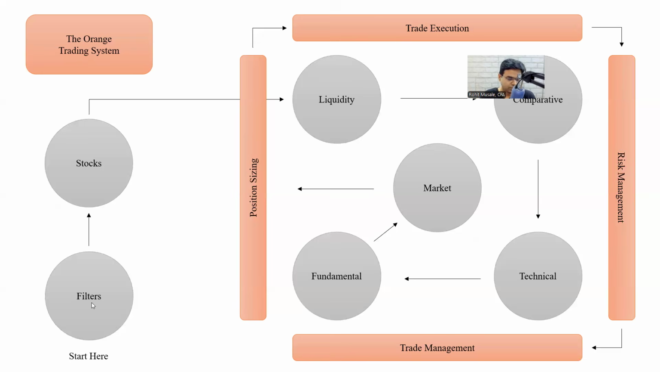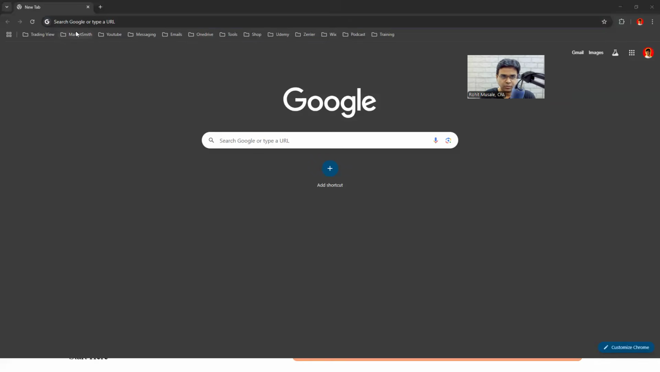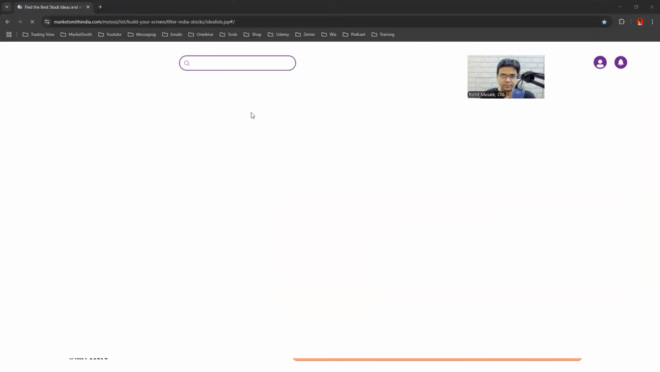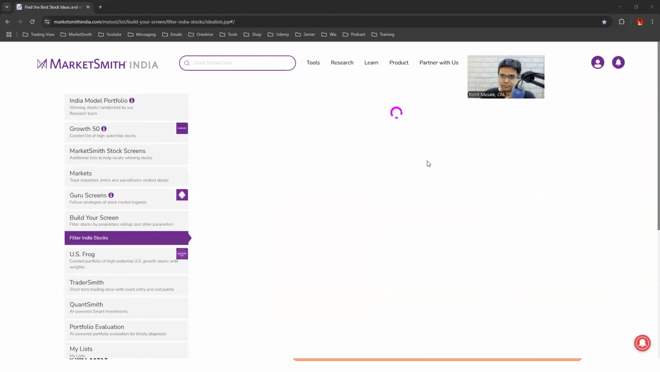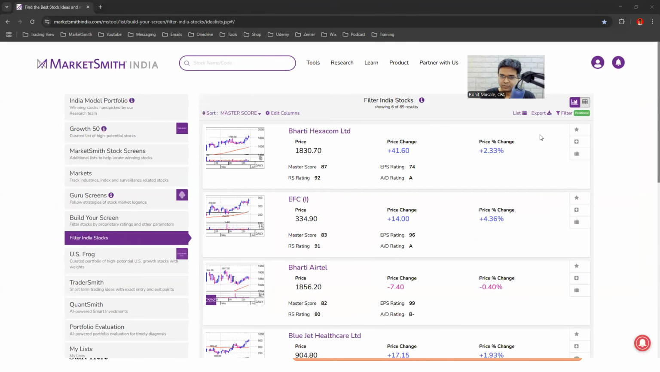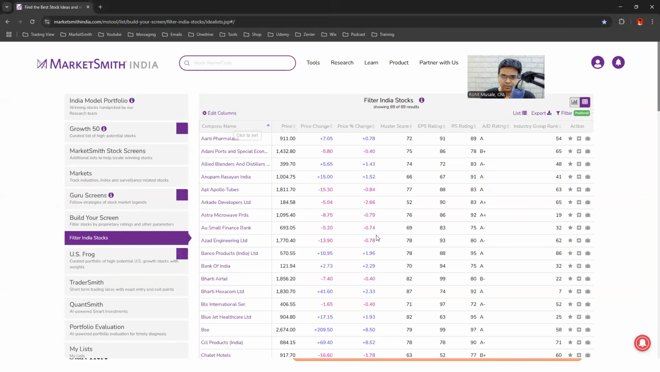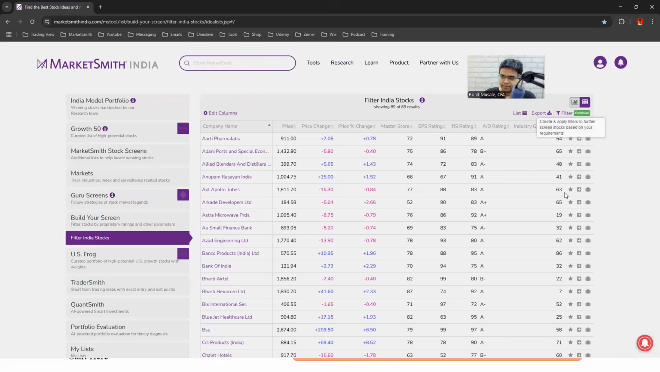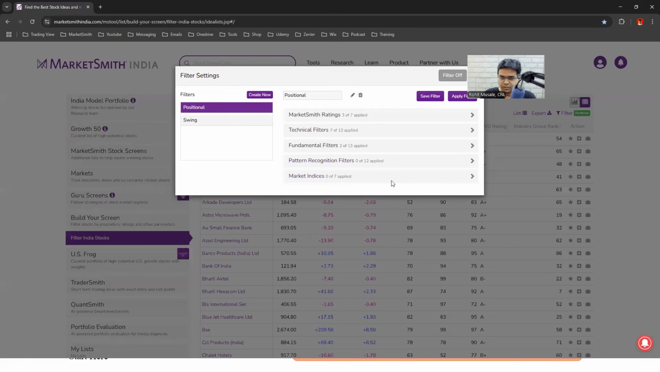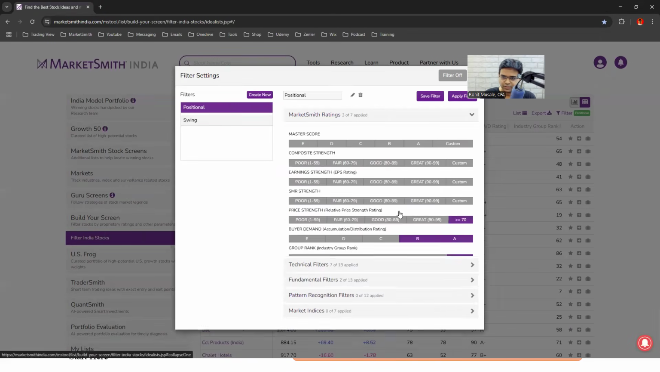So, for example, let's go to MarketSmith. Let's go to our positional filter. So, this is the positional filter as of today, 89 stocks. Now, as per regulations, I cannot show you the individual charts of these stocks because I'm not allowed to discuss individual stocks. But here is the filter which we have put. There are 89 stocks as of today, as of today meaning whenever I'm recording the video.